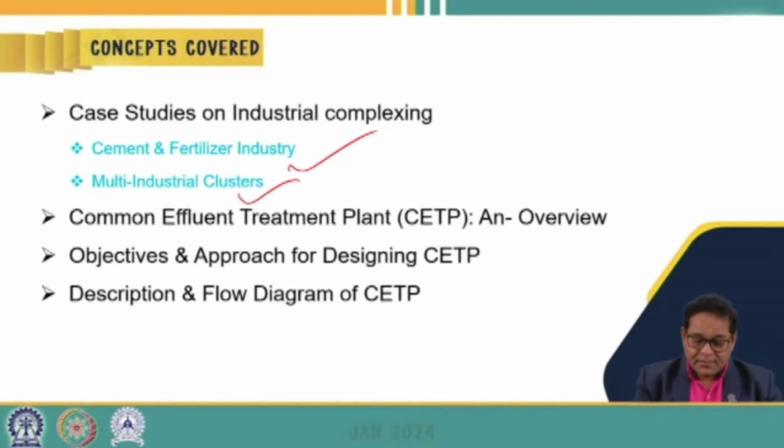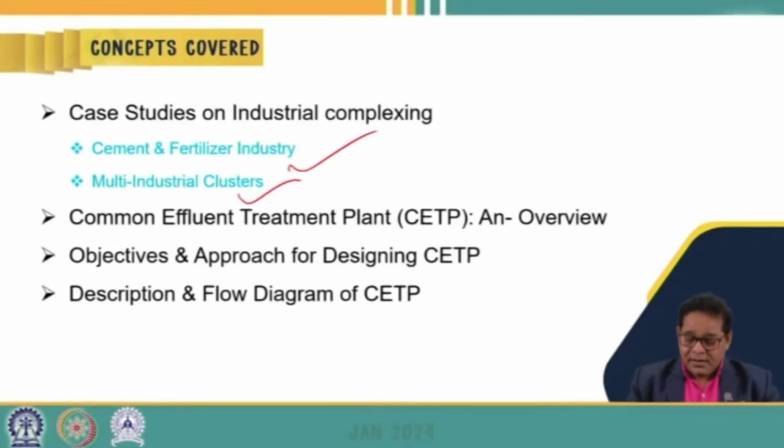And then we have a multi-industrial cluster where we have covered a number of industries like sugar industries and distilleries, cement industries, fertilizer industries, together in the form of clusters. If they are located together, how can industrial complexing manage raw material and resources along with the waste generated from individual industries?